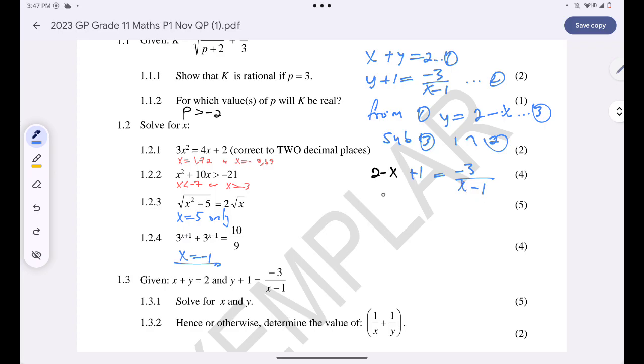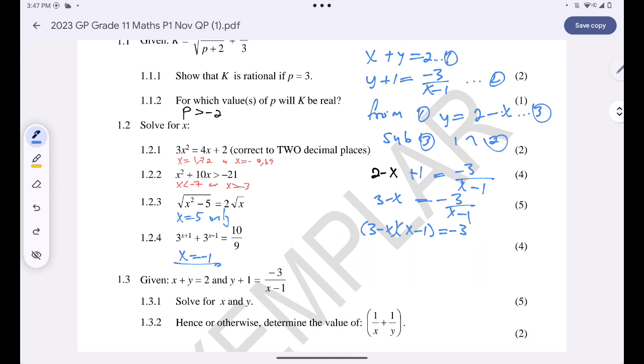So this would give me 3 minus x is equal to negative 3. Let me write properly. Negative 3 over x minus 1, right? I have fractions. All I need to do is to make sure that I remove fractions. How can I remove fractions? Multiply everything by the LCD. What's my LCD here? X minus 1. So I'll simply have 3 minus x, and I'll have x minus 1 is equal to negative 3, right?